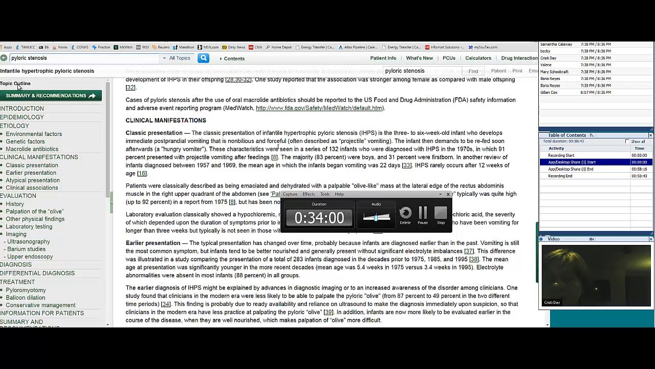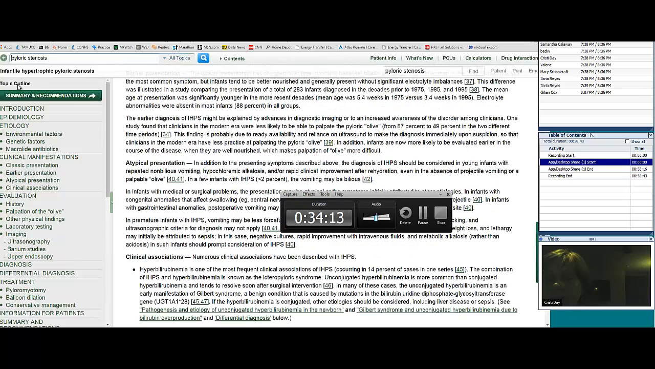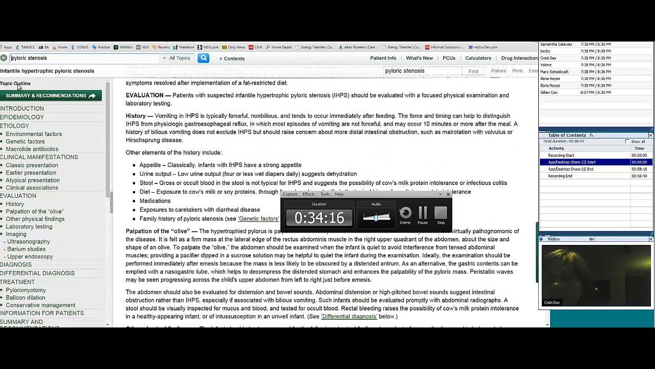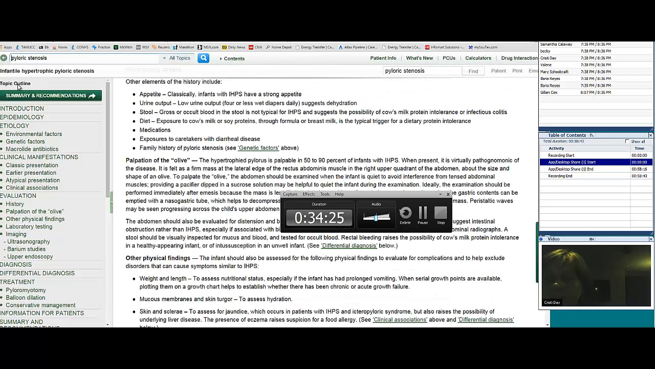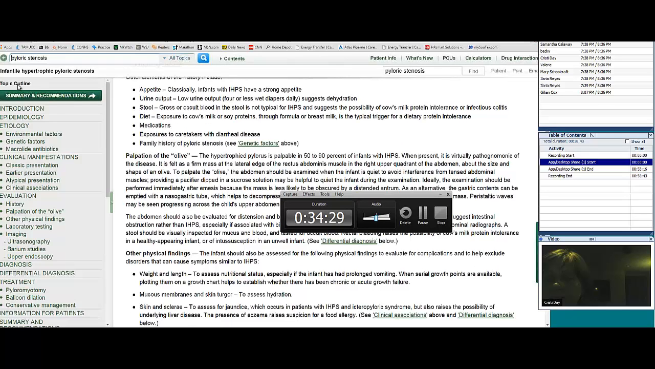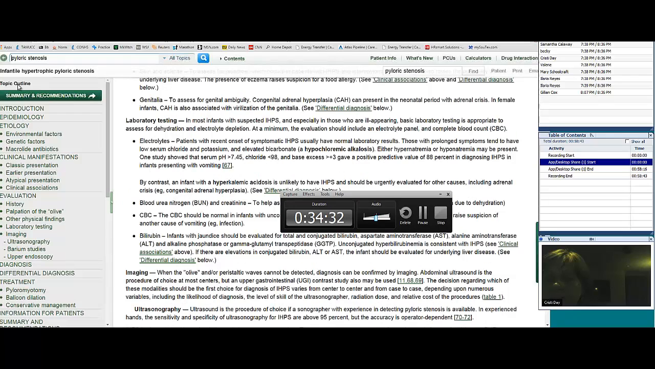Okay, so you've got projectile vomiting in a 3-6-week-old. And that's the only thing I've ever seen on there, that olive-like mass. And so what are we going to do about it? Clinical associations, evaluation. I'm probably not going to keep this person. Okay, so palpation of the olive, other physical findings, laboratory testing.